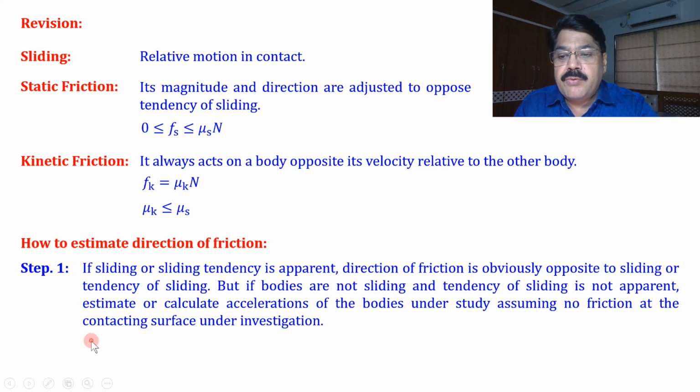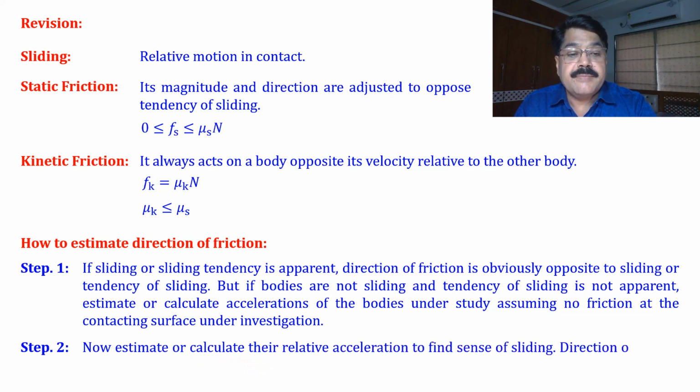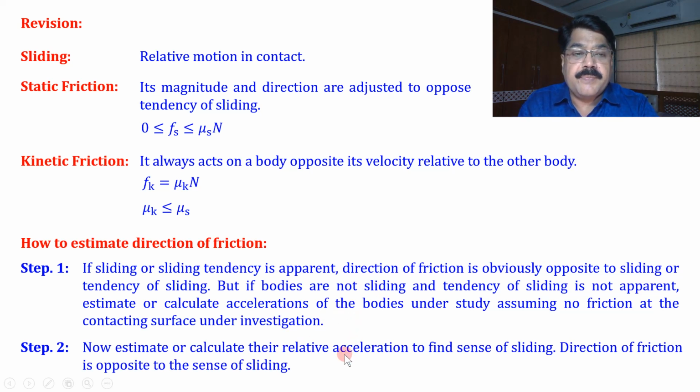And now in step 2, estimate or calculate their relative acceleration to find the sense of sliding. The direction of friction is opposite to the sense of sliding. These accelerations, their relative value, will give you an indication of the sense of sliding, or the sense of the tendency of sliding, and accordingly you can decide the direction of the force of friction.